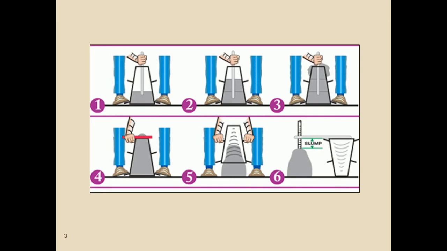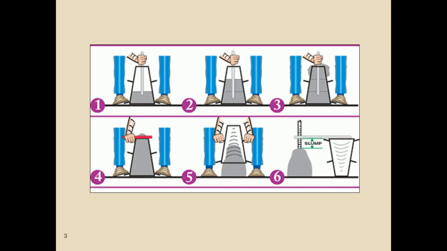Once the concrete has been placed up to the top, it has to be made level by means of a trowel. Once the top surface of the concrete is made level, we have to lift the slump cone. Once we lift the slump cone, there should not be any disturbance to the concrete. So we should lift the cone without disturbing the concrete, and once the cone is lifted, the concrete will settle due to gravity. That vertical settlement is called slump.